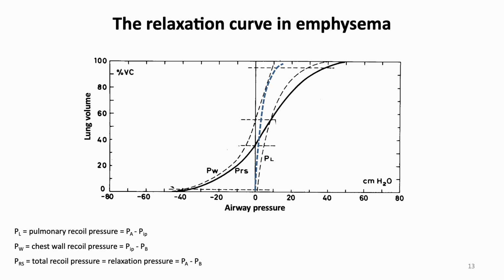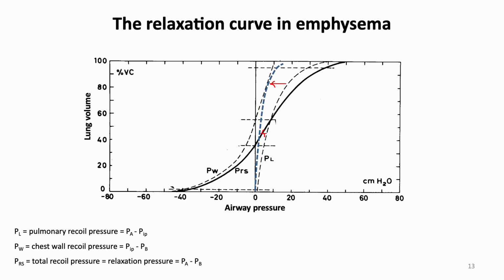And on this curve, this would be shown as a left shift of the pulmonary recoil pressure curve. So that's what I've shown here with the blue dashed line. That's supposed to show a left shift of the normal pulmonary curve.